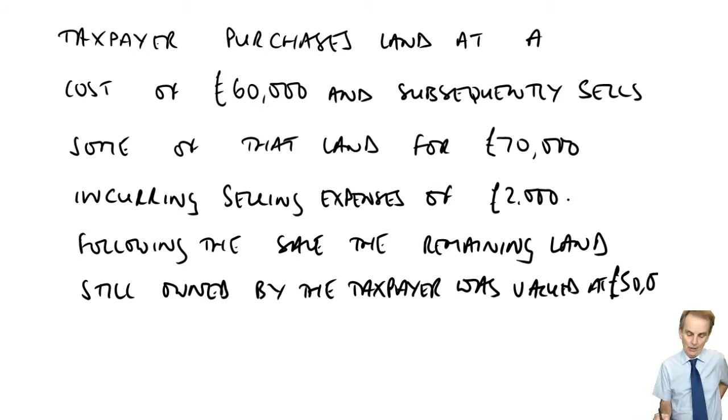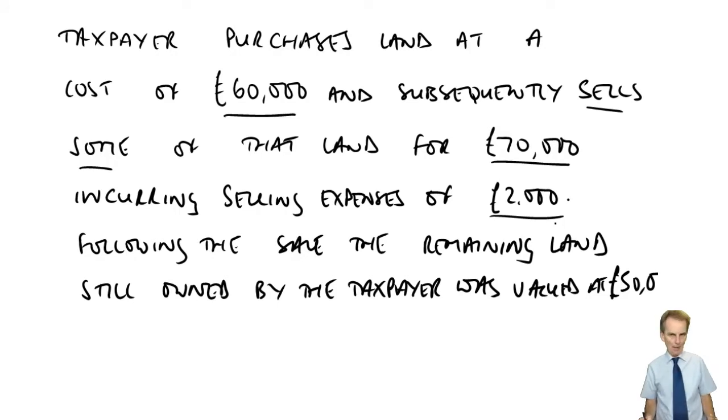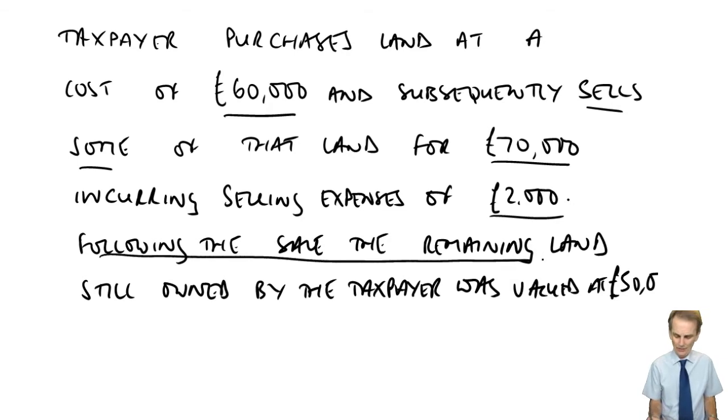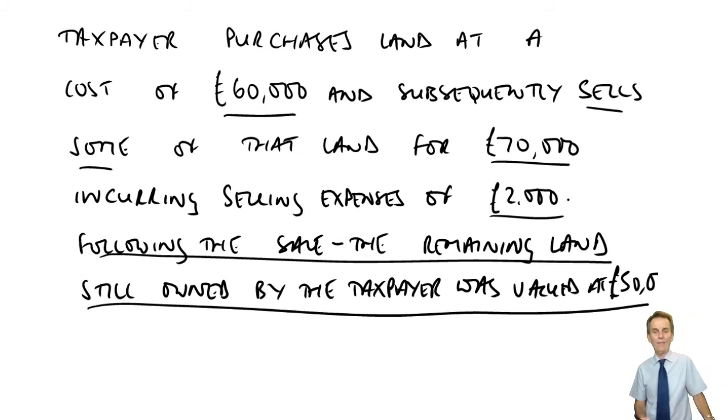The taxpayer purchases land at a cost of £60,000. Subsequently sells some of that land for £70,000, incurring selling expenses of £2,000. You know the proceeds, you know the selling expenses on the bit that you've now sold. Following the sale, the remaining land still owned by the taxpayer was valued at £50,000. The key bit of information that the examiner must provide you with here, otherwise we can't do our gains calculation.